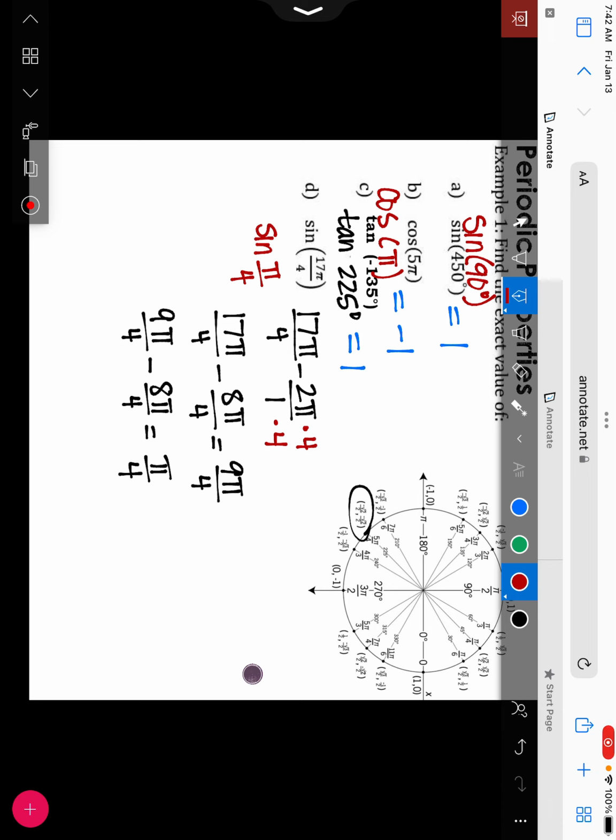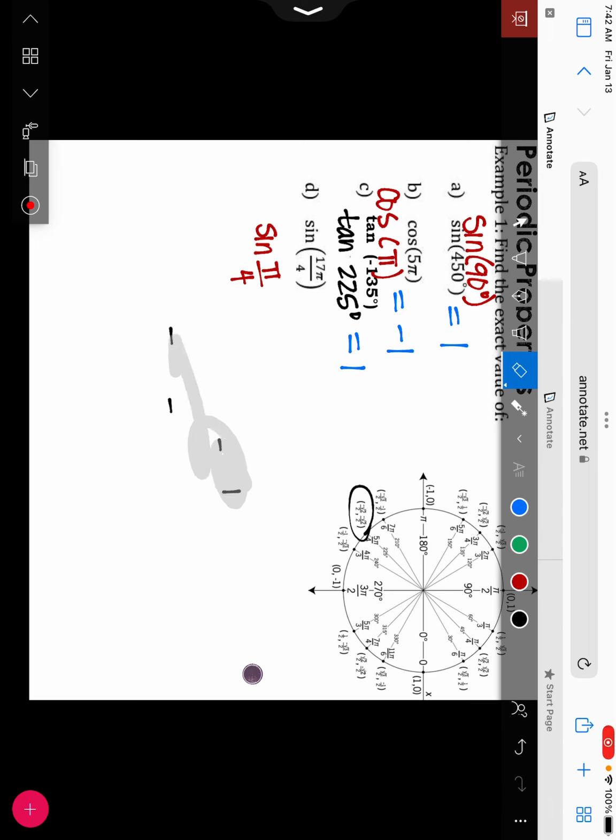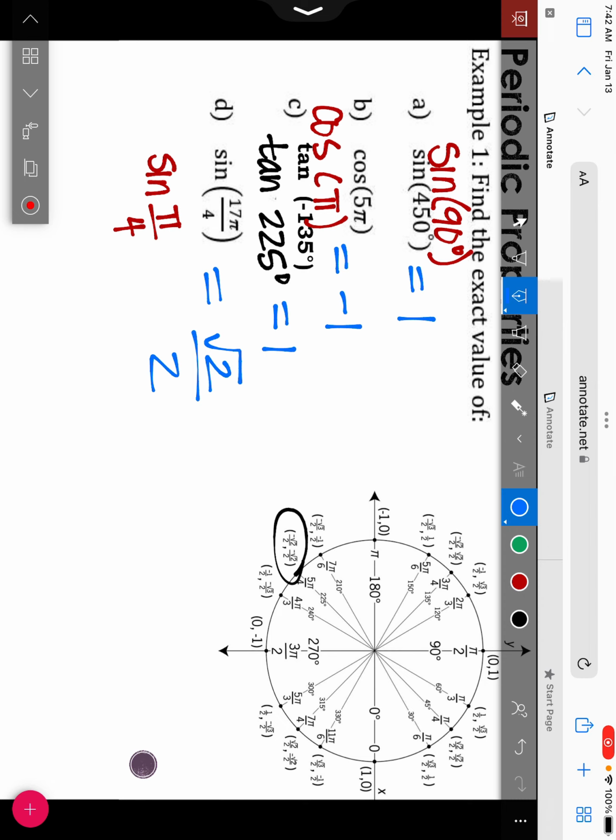And when you're looking for the sine of pi over 4, the sine of pi over 4 is right here. So the sine of pi over 4, I'm going to go ahead and erase. Is positive root 2 over 2. And that would be your answer. So if it's not within the unit circle, we will need to add or subtract 360 or 2 pi.